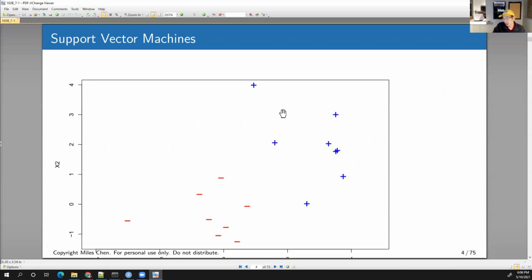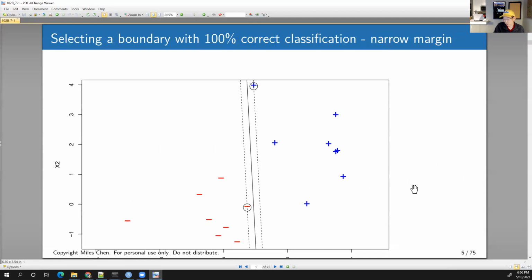So here we're going to have two classes of data. We've got the blue data and the red data. And so there are lines that we can draw. I can draw a straight line here, and there are infinitely many of them that I can draw that will separate the blue and the red, okay? Because our data is linearly separable, right? So here's one example where we will have 100% correct classification.